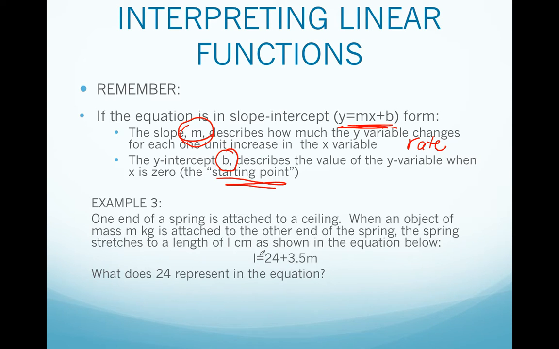So this is something that's in slope-intercept form. It's different variables, but this L is really like saying y equals, here's your intercept because it's your constant term, so no variable attached. And then here's your slope because it's attached to your variable m. So here we're looking for what does 24 represent in the equation. So 24 is our y-intercept or our starting point. So that's just the initial length of the spring.